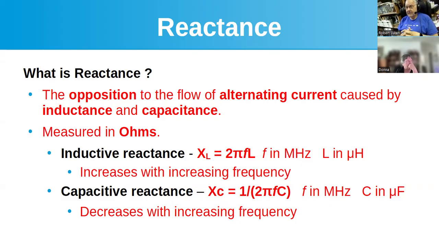Capacitive reactance is similar, except it's a reciprocal. So it's 1 over 2 pi times the frequency times the value of the capacitance. Again, we can do megahertz and microfarads as opposed to just hertz and farads. One thing to remember is inductive reactance increases with frequency. Capacitive reactance decreases with frequency. And that's why they're different than resistance. Resistance is the same regardless of frequency. So these are frequency variable resistances effectively.